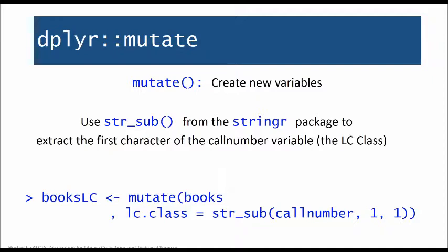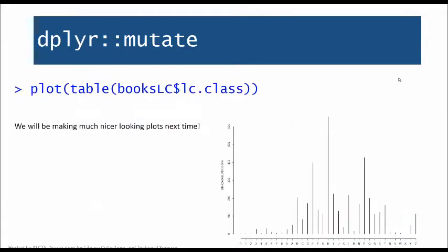LC class is created by taking str_sub, which is just a way of extracting data from a string. So I'm looking at the call number string, and I'm saying I want to start with the first value, and I want to extract only that first value. So that's going to loop through my entire call number, my existing call number variable, and it's going to just extract that first character.